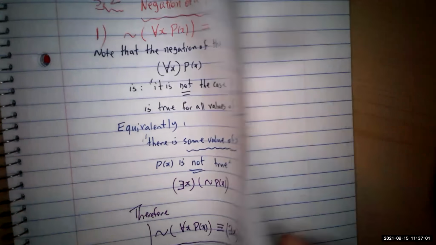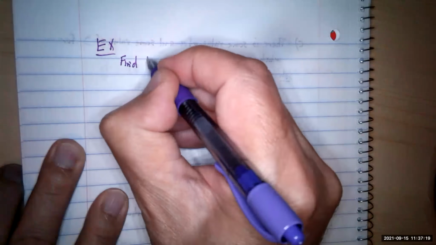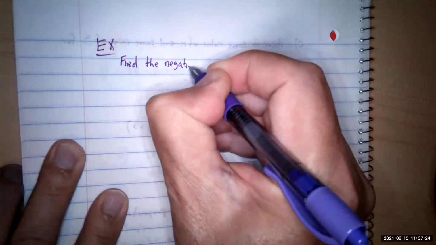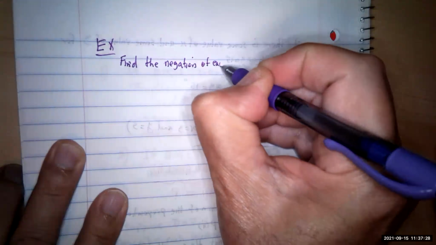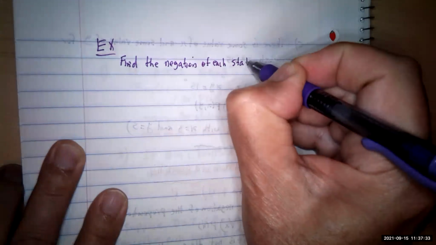So let's practice how we're going to apply it. There you are. So example. We want to find the negation of each statement. Find the negation of each statement.